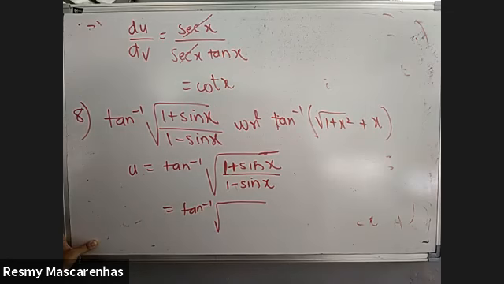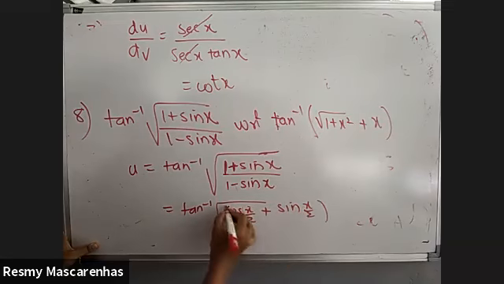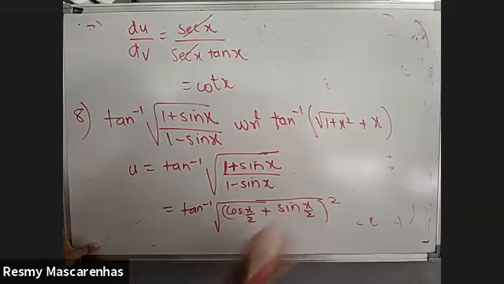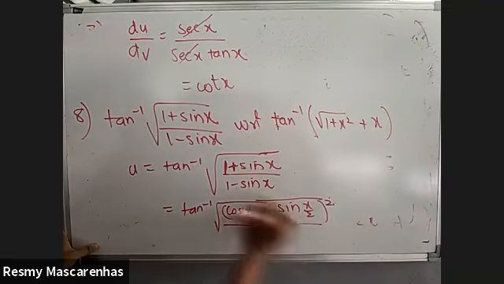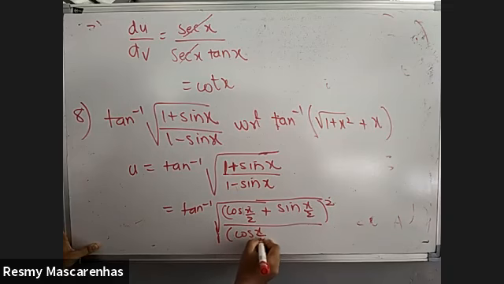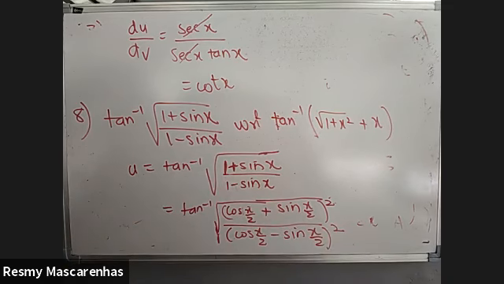1 plus sin theta is nothing but cos theta by 2, meaning cos x by 2 plus sin x by 2, the whole square. Okay, there's a whole square. Same way, if this is minus, then the middle sign will be minus: cos x by 2 minus sin x by 2, the whole square. So this is the formula for 1 plus sin theta and this is the formula for 1 minus sin theta.